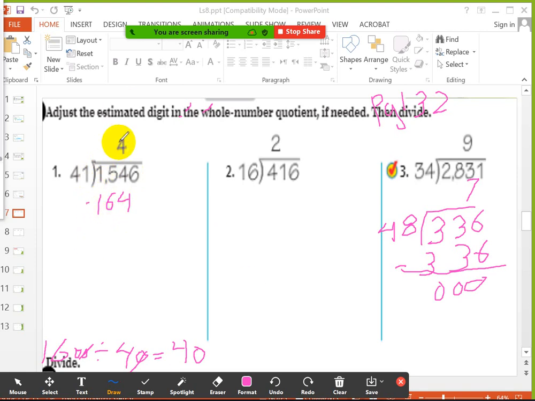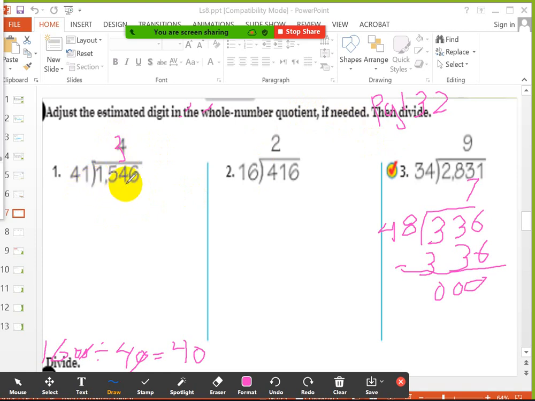So that means it will not be 4. It will be less than 4. Maybe it will be 3. So that means my estimation is too high. My estimation here is too high. So the correct answer in this number will be 3. Let's divide the answer.